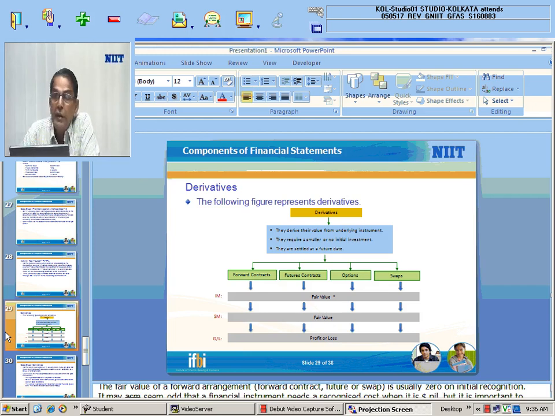For derivative contracts, initial measurement at fair value normally is zero for most of the contracts except options. Subsequent measurement also has to be done at fair value, and the difference between the initial measurement and subsequent measurement, if it is a gain, will be credited to the profit and loss account. If it is a loss, it has to be charged to the profit and loss account. So the gain or loss will be transferred to the profit and loss account. Let's look at an example, a case study on derivatives.